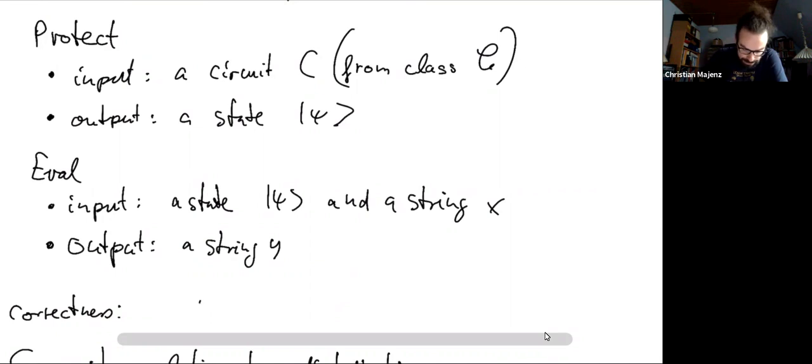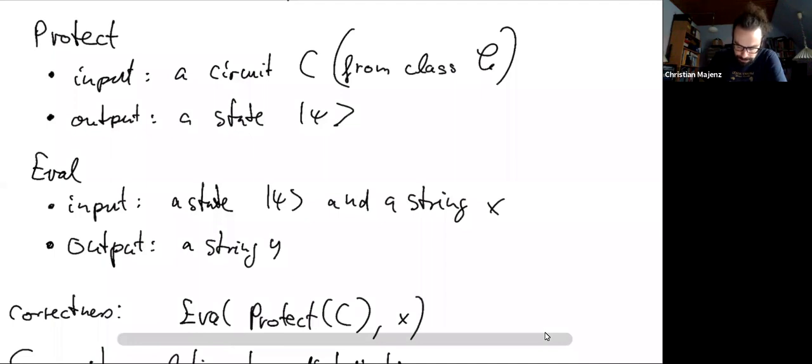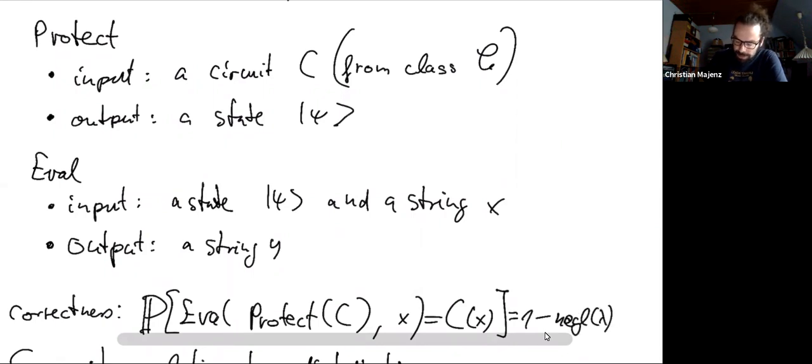If you first protect a circuit C, and then you evaluate using that protected circuit on some input X, then what you want to get is C of X. But let's be a bit more lenient, and only ask that this happens with probability 1 minus negligible in some security parameter lambda, but for all X. So for all X, we want the probability, over the randomness of quantum measurement and the randomness of the protect and evaluate algorithms, to be 1 minus negligible that this evaluation actually succeeds.